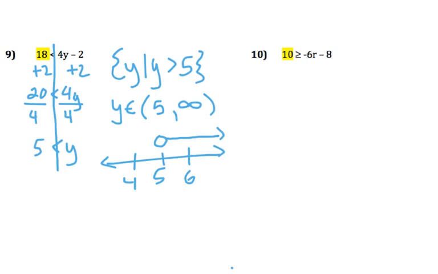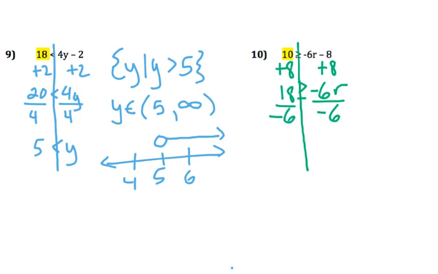Number 10. 10 is greater than or equal to negative 6r minus 8. So let's go ahead and draw our line down from our inequality sign. And here we're going to do the opposite of subtracting 8 and add 8 to both sides of our inequality. So we get 18 is greater than or equal to negative 6r. Or we can think of that as negative 6 times r, which helps us when we're trying to do the opposite of that, which would be division by negative 6.